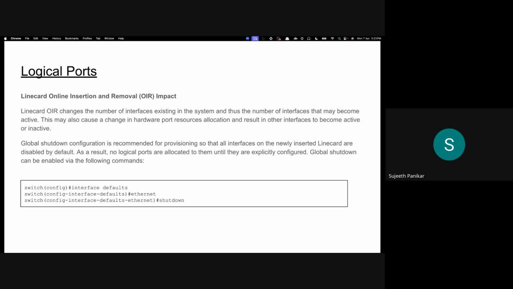So by configuring this, what you're telling the device to do is that any interface that comes up is explicitly shut down. It means that it's not requesting any hardware resources until the user goes to the CLI and says no shutdown.